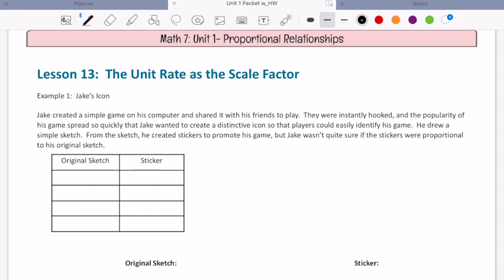and what it is. Example 1 says Jake created a simple game on his computer and shared it with his friends to play. They were instantly hooked, and the popularity of his game spread so quickly that Jake wanted to create a distinctive icon so that players could easily identify his game. He drew a simple sketch, and from the sketch, he created stickers to promote the game, but Jake wasn't quite sure if the stickers were proportional to his original sketch.